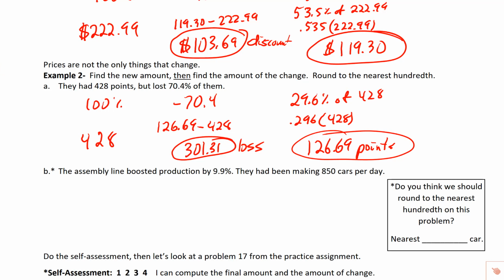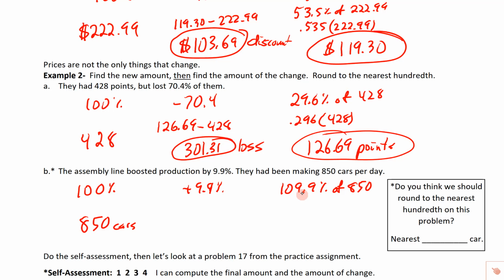So we'll take a look at this last one. You'll notice that example B has an asterisk by it. It says the assembly line boosted production by 9.9%, and they had been making 850 cars. So doesn't seem too bad. Let's see if we can figure out why there'd be an asterisk by this. So again, we normally produce 100%, which is 850 cars. I'll go ahead and label that right here. Now, they boosted production by 9.9%, so we're going to add 9.9%. So we end up making 109.9% of what we used to, and that was 850 cars.